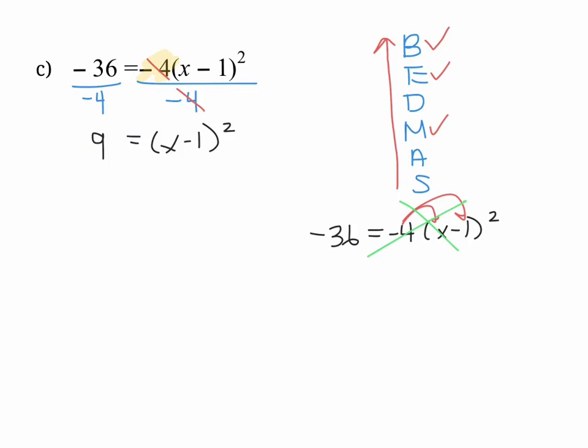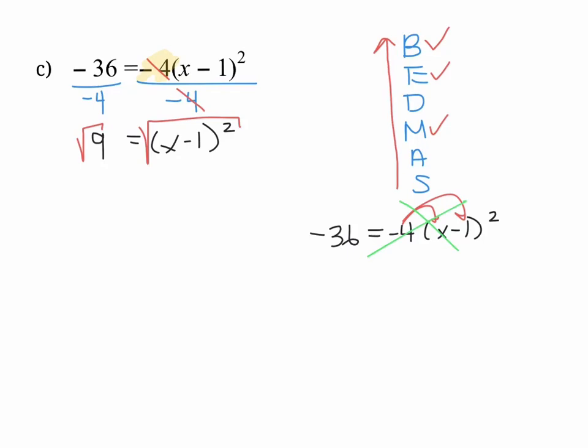So I have now left over, I've got exponents and I've got brackets, and I have to do the exponents first. So how do you get rid of a square? What's the opposite? We are going to square root. So we're going to square root both sides.